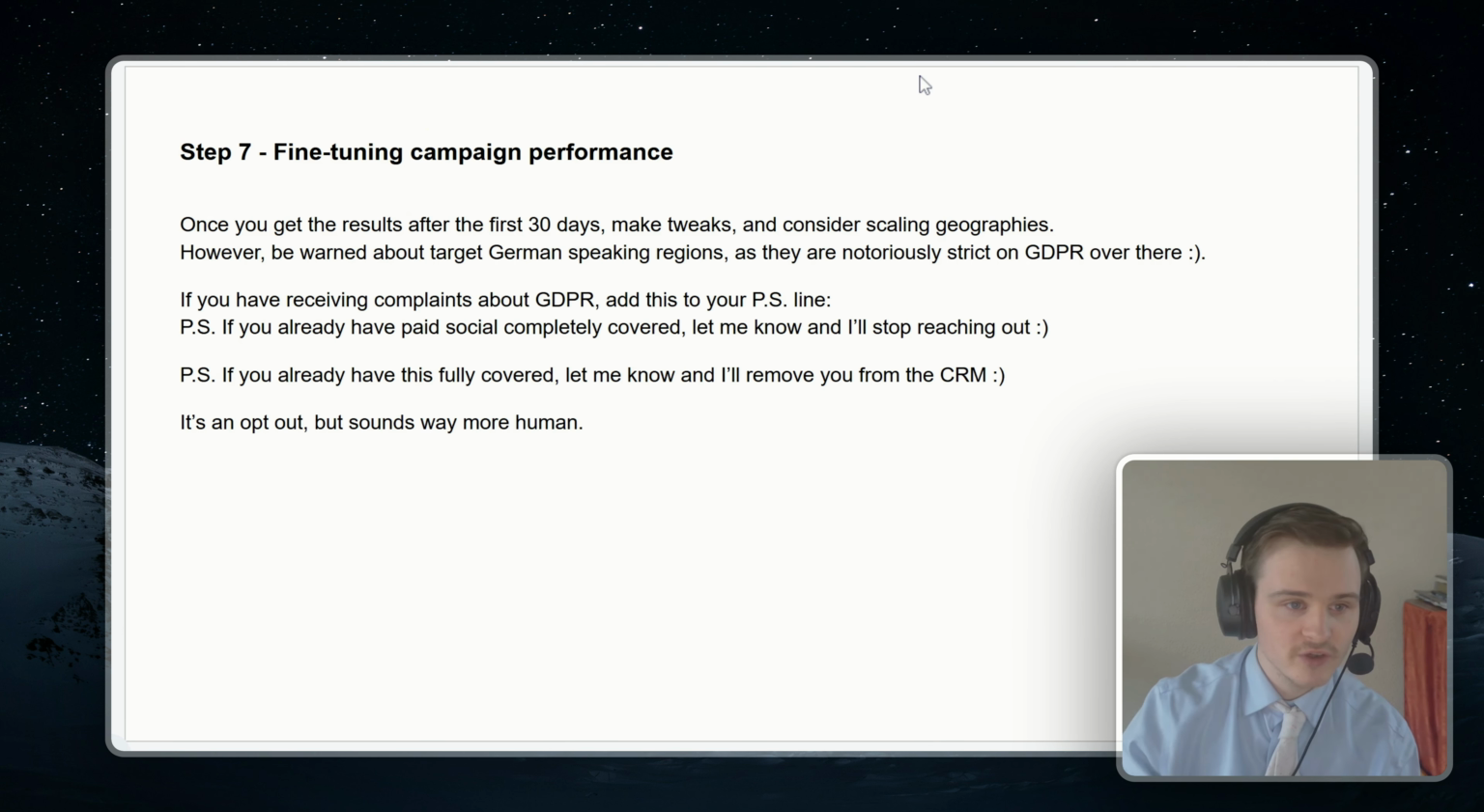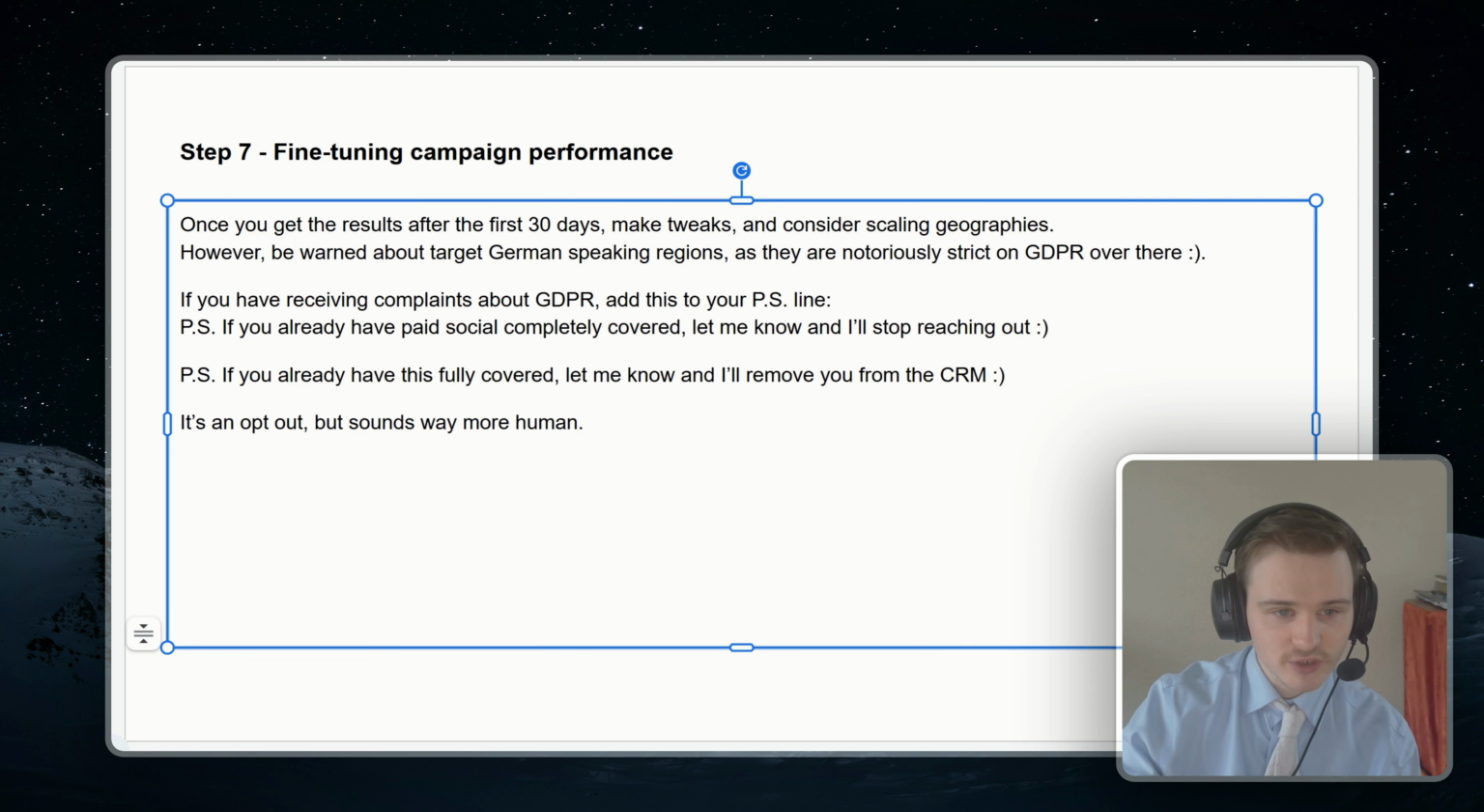And so moving on, fine-tuning campaign performance. Once you get results after the first 30 days, make tweaks and consider scaling geographies, right? If it's working in the UK, it might work in Europe, or it might work over the pond, right, in North America, US, Canada. However, be warned about targeting German-speaking regions, as they are notoriously strict on GDPR over there. Objectively, I've only heard of one fine in cold email due to GDPR, and I think it was actually a German sending to a German, and that's why they were a lot stricter there.